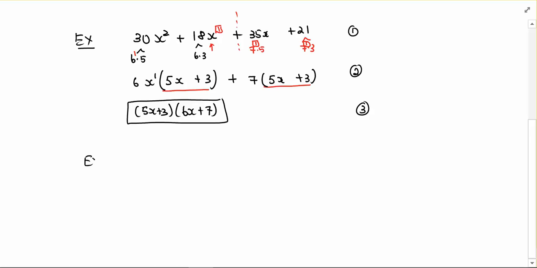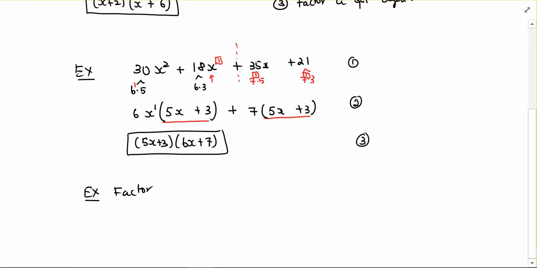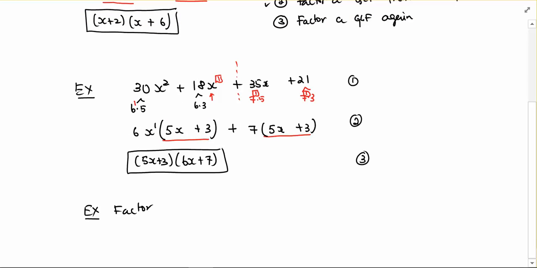Example, factor. Alright, so the thing about 4-term expressions is you can make it easy on yourself if you start to notice a certain pattern. And the certain pattern that you notice is that this here has to be exactly the same as that right there in order for you to have a GCF. So you can sort of take advantage of that. So let me show you what I mean.